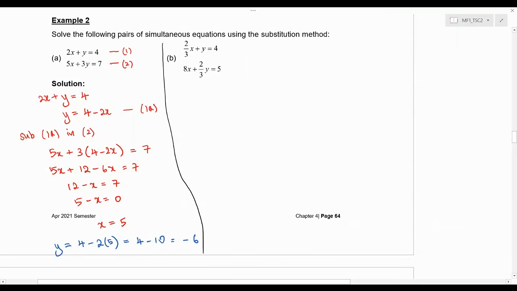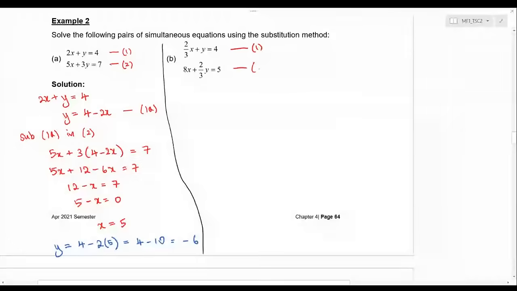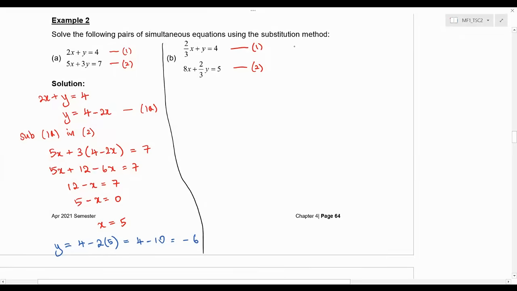Okay, I'm going to do the same. So it seems that the second question here is similar in that sense, right? By repurposing the whole thing there, if you subtract both sides by 2/3 of x, right, you'll end up with y equals to 4 minus 2/3 x. Okay, I'm going to call this equation 1a.